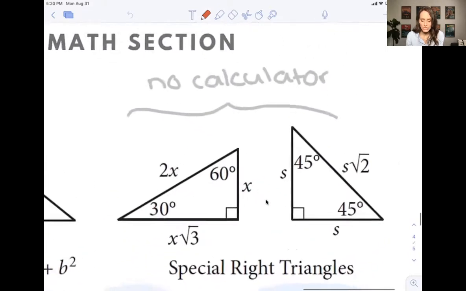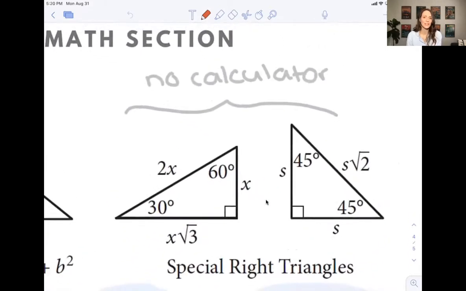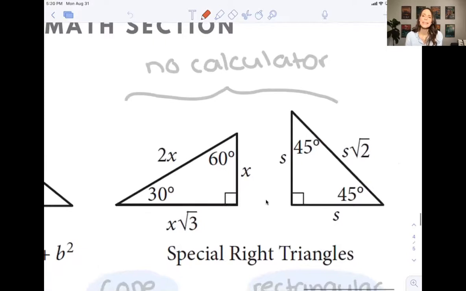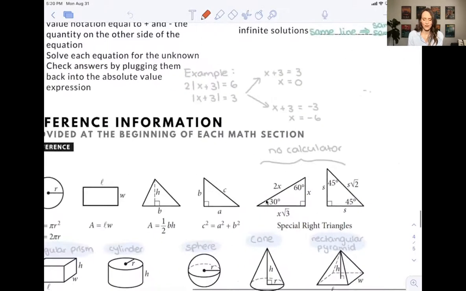These are most useful in the no calculator section. You won't need them on every single SAT. There are quite a few SATs that have been administered even recently where students did not need to use the special right triangle rules. So that's something to keep in mind with this reference information.